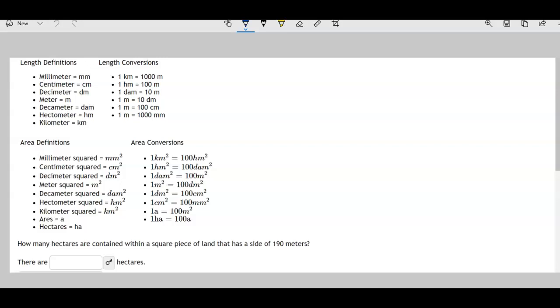Okay, here we get a look at an example of finding area in the metric system. Now, notice that when we find area in the U.S. system, we typically use units like square inches, square feet, or square yards. But we also use a measurement called acres. All of these measure area.